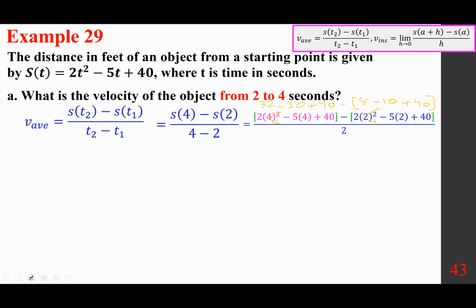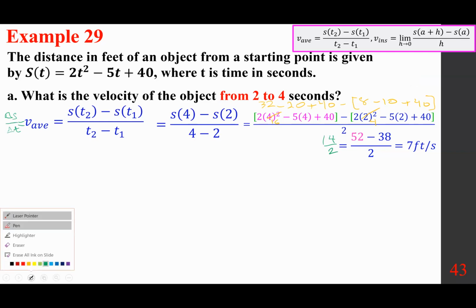So 32 minus 20, 12, and 40 is 52. 8 minus 10 plus 40 is 38. So 52 minus 38, which is 14 over 2. 7 feet per second. Please understand this is delta S over delta T. Change in S over change in T. Change in distance over change in time, and units of distance over the units of time.